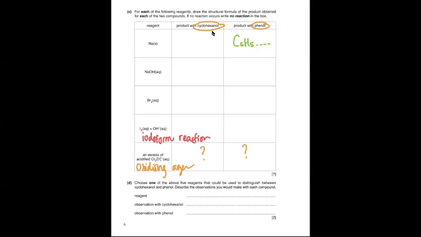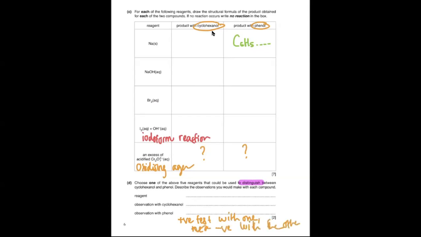Choose one of the above 5 reagents that could be used to distinguish between cyclohexanol and phenol. Describe the observations you made. Okay, so when you want to distinguish between two compounds, you have to choose a reaction that gives positive tests for one, either positive test with phenol, negative with cyclohexanol, or vice versa. Okay, positive test with one, negative with the other.